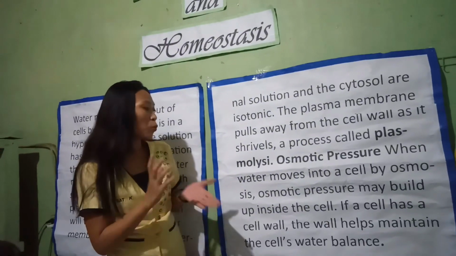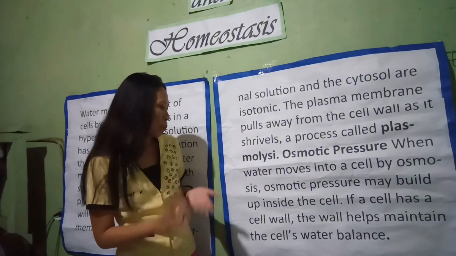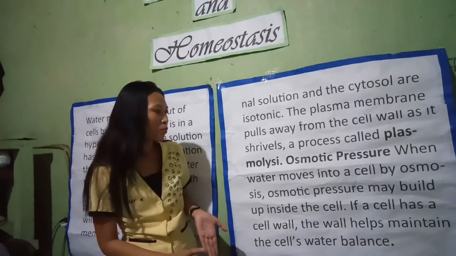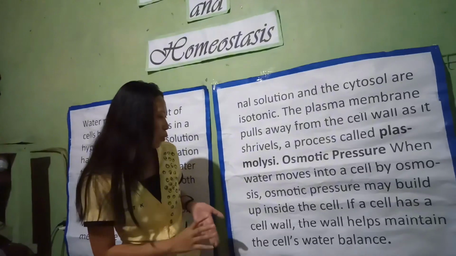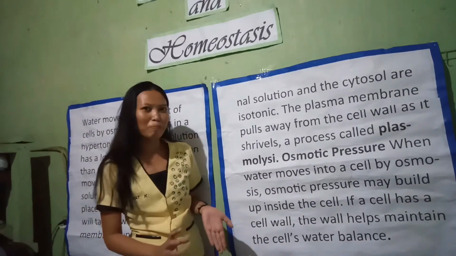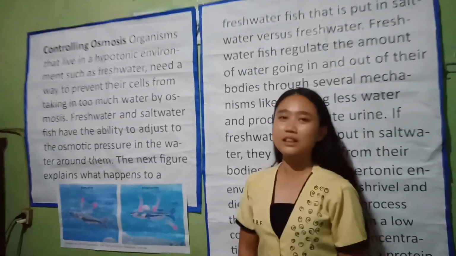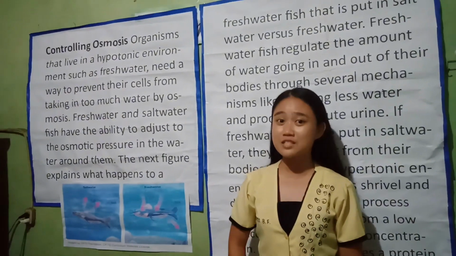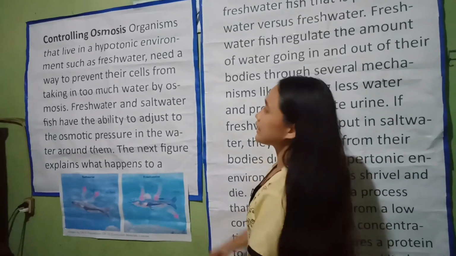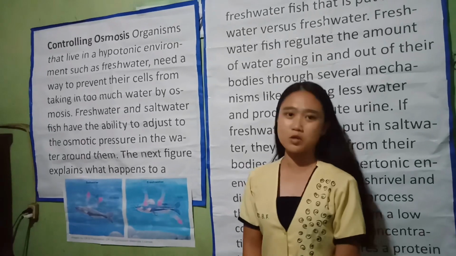Osmotic pressure: when water moves into a cell by osmosis, osmotic pressure may build up inside the cell. If a cell has a cell wall, the wall helps maintain the cell's water balance. Now, let's go to controlling osmosis. Organisms that live in a hypotonic environment, such as fresh waters, need a way to prevent their cells from taking in too much water by osmosis.